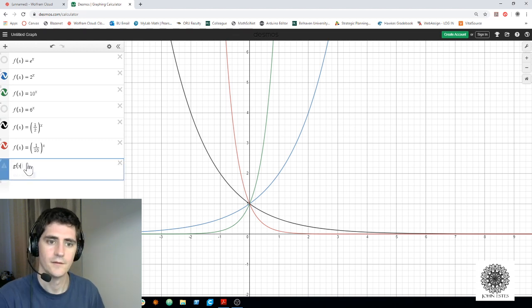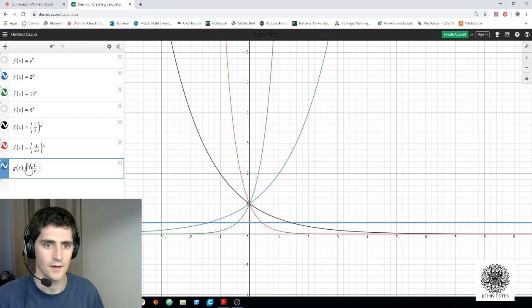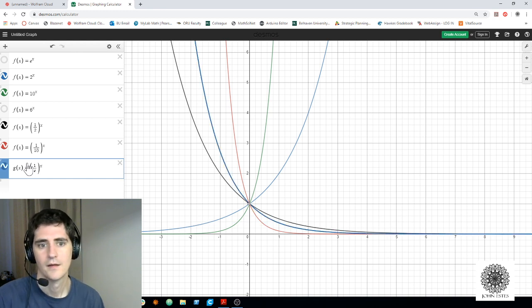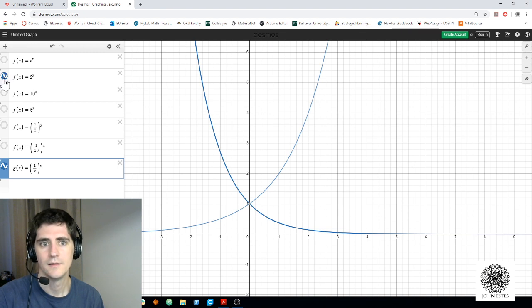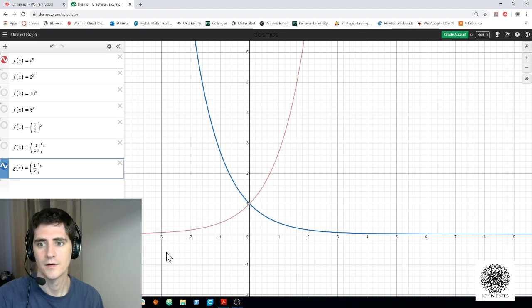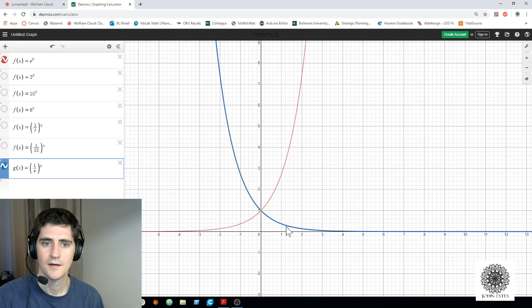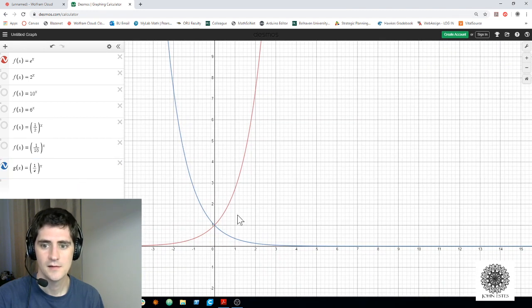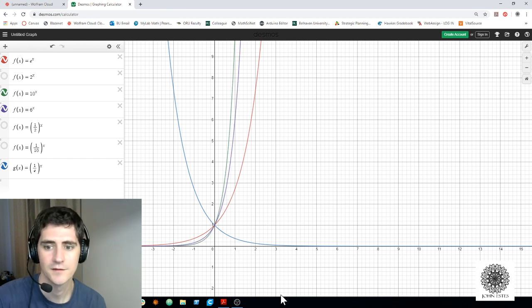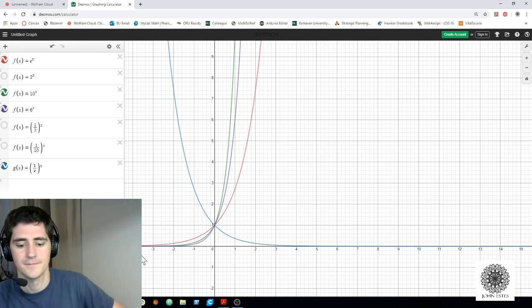Why don't we do 1 over e to the x power, and that is the exact mirror image of e to the x. Oh, where is it? Right there. Okay, so hopefully that can give an understanding of these exponential graphs, that as a gets larger, these things are just going to grow faster and faster. It's like a vertical stretch. Okay, great.